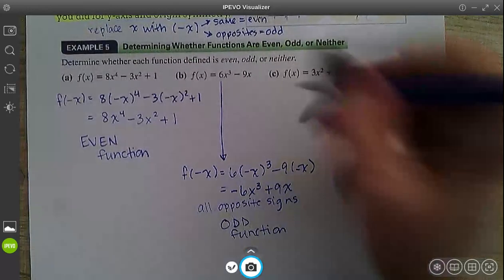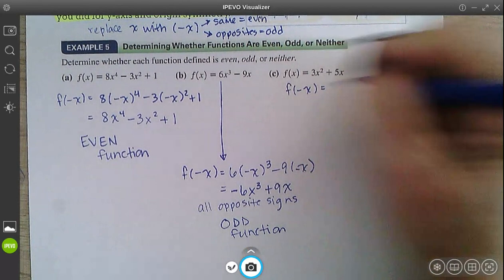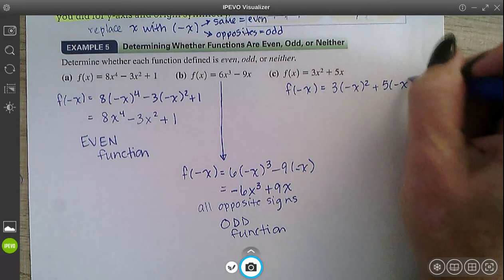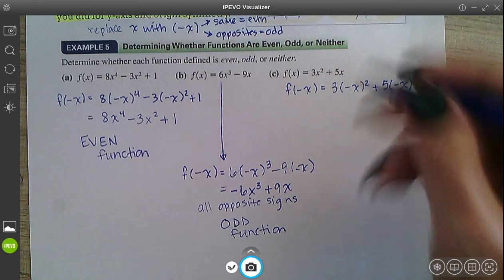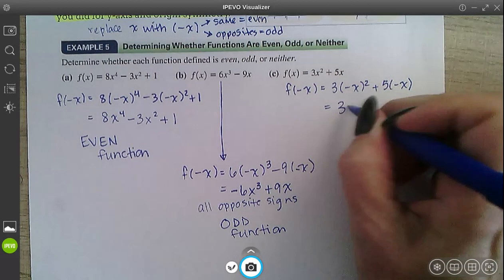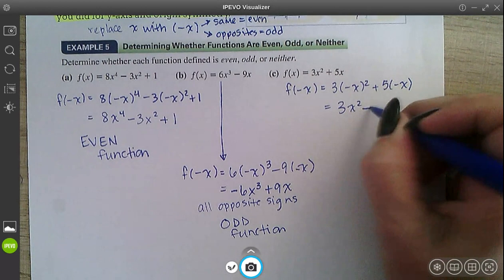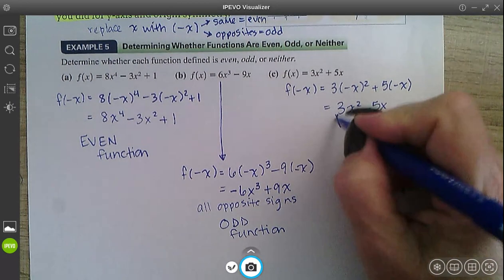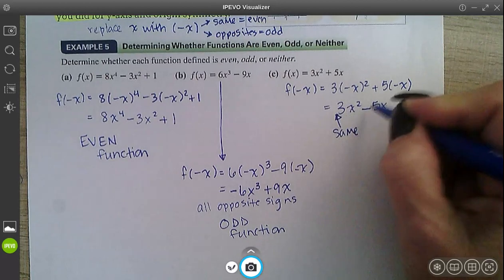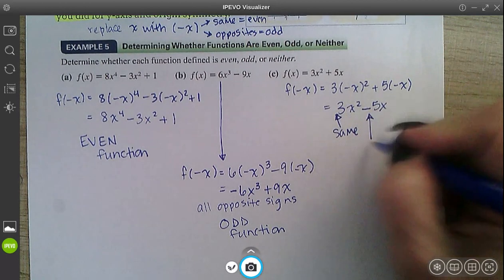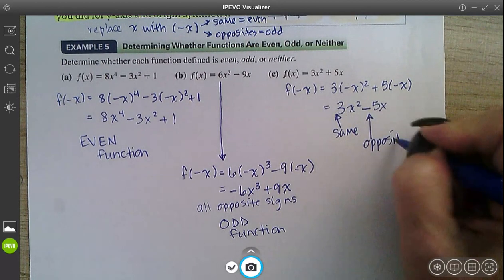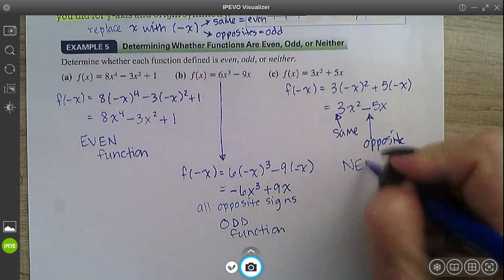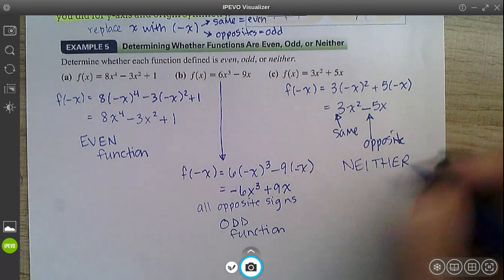Looking at C, f of opposite of x would be 3 times negative x squared plus 5 times negative x. Negative x times negative x is positive, so that is 3x squared. 5 times negative x is negative 5x. So the 3x squared is the same as the original, but the 5x is the opposite of the original. And because it's not all the same and not all opposite, this one is neither even nor odd.